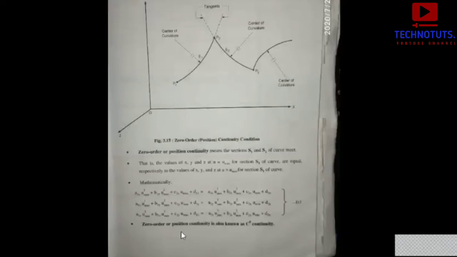Okay. So the zero order position continuity is also known as the C0 continuity equation, C naught continuity equation. You can also call it the C degree continuity equation. So what is the difference? In a zero order position continuity equation, the coordinates of the two sections meeting at a point will be equal to each other.